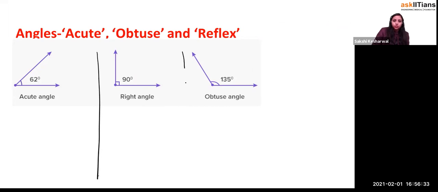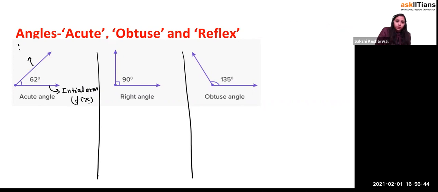Now let's see over here very carefully. This is the initial arm, right? The initial arm remains fixed, and this one is the terminal arm. This one is the terminal arm, and this is moving. So what happened? It's moving. Let us suppose when the terminal arm and the initial arm are on each other, it is 0 degrees, right?